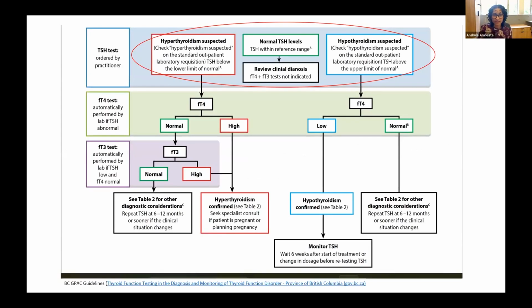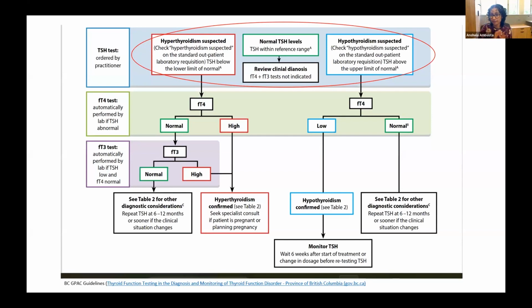Well, here I present the beautiful algorithm laid out by the BCGPEG guidelines, which I'm sure you've seen before as well. First, you start with the thyroid stimulating hormone, and that's it, the TSH test. The beauty of this is if you say hypothyroidism suspected, and it's abnormal, the lab will automatically move to the second stage, which is checking for free T4, free thyroid hormone. And if you say hyperthyroidism suspected and the TSH is in that range, then they will do the free T4 automatically as well. And if it's a normal TSH level, then you stop there.